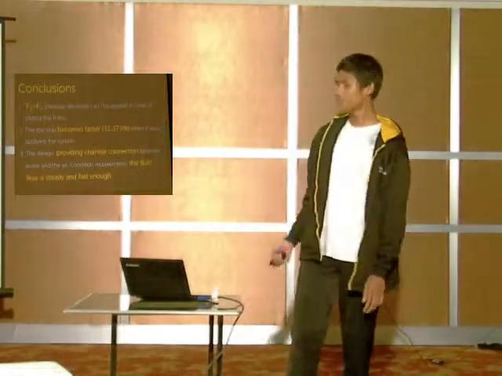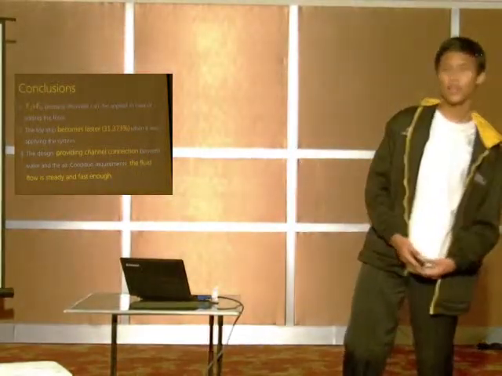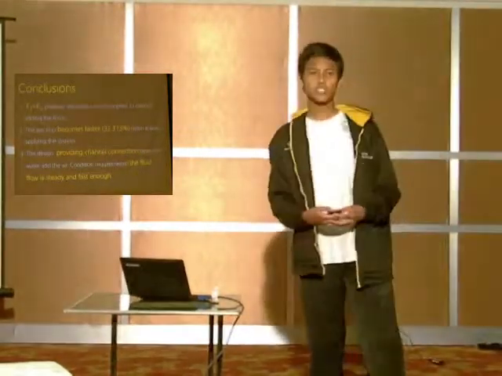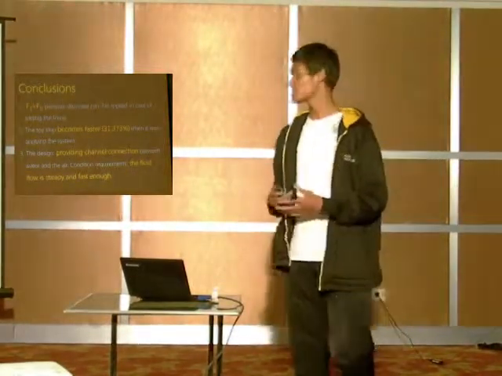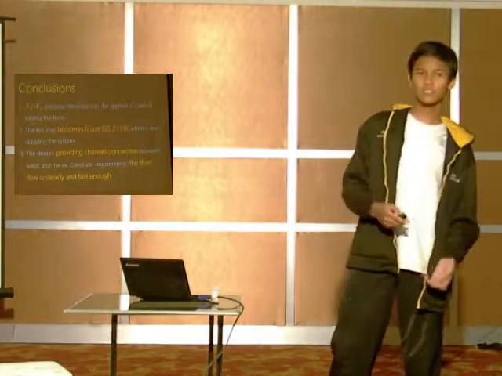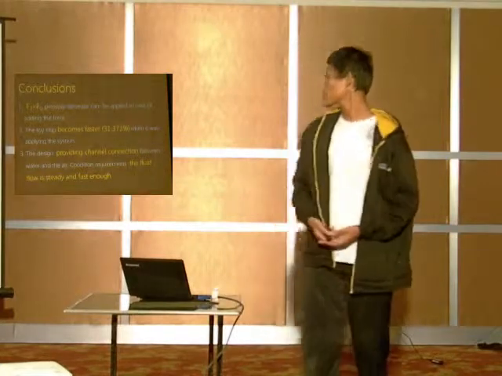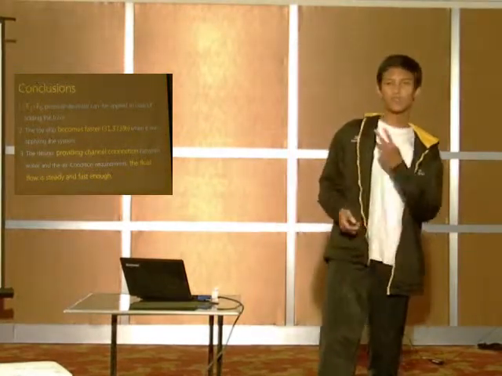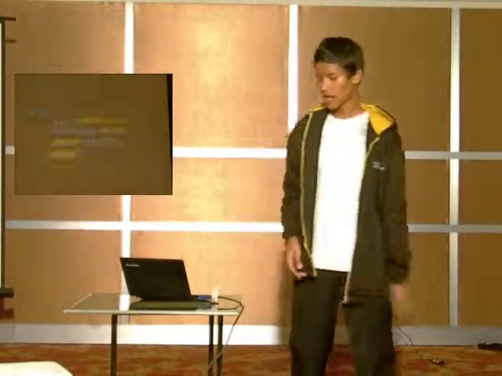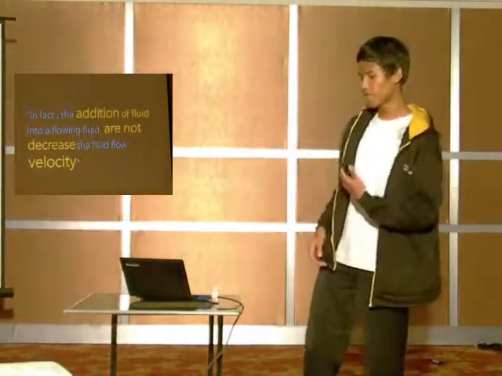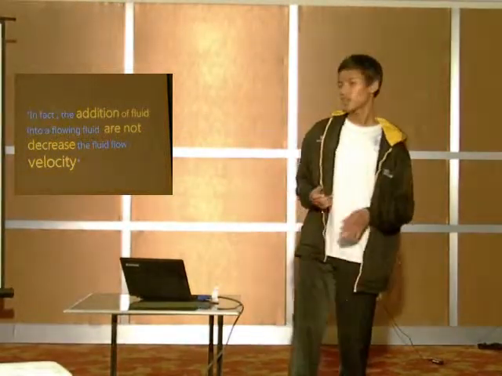And the conclusion is here. First, the force produced by the second sample is higher than in the first sample. Second, the test ship which makes use of the system is faster than the test ship which does not use the system. Third, the design provides a channel connection between the water and air, and the condition requirement is to be steady enough and fast enough. And that's all. In fact, the addition of air into a flowing fluid does not decrease the fluid flow velocity. Thank you very much.